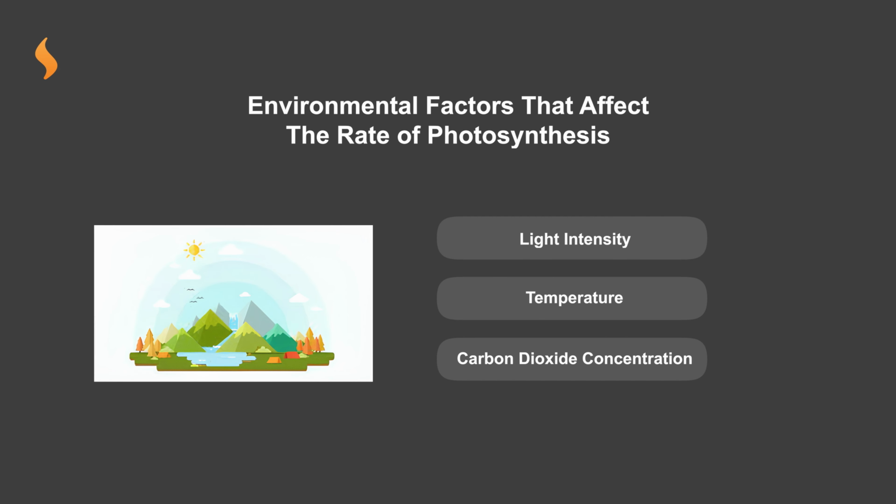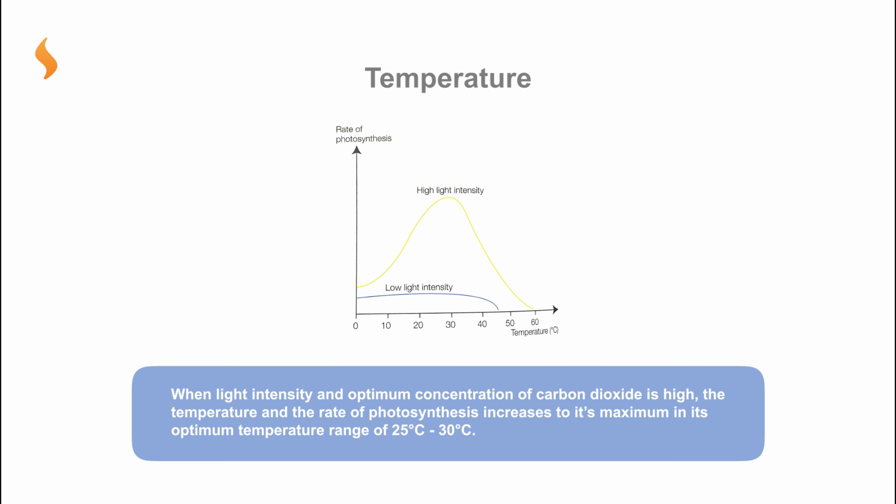Next, we will look into the second environmental factor that affects the rate of photosynthesis, temperature. When light intensity and the concentration of carbon dioxide are optimum and high, the temperature and the rate of photosynthesis increase to its maximum in its optimum temperature range of 25 degrees Celsius to 30 degrees Celsius.